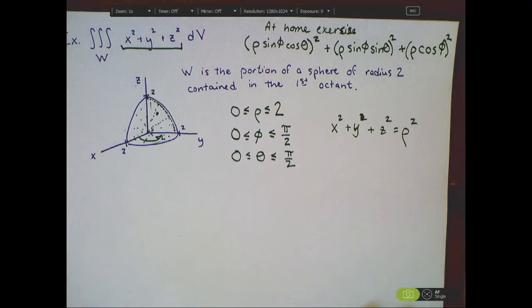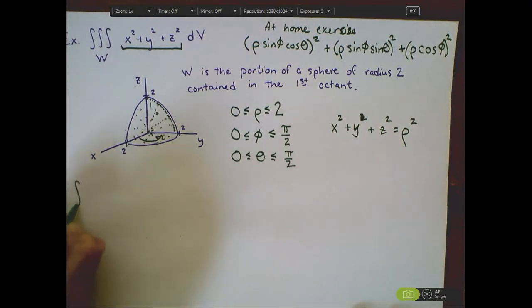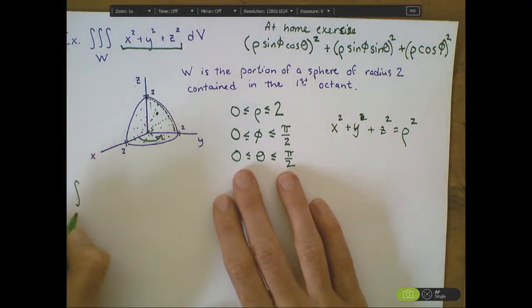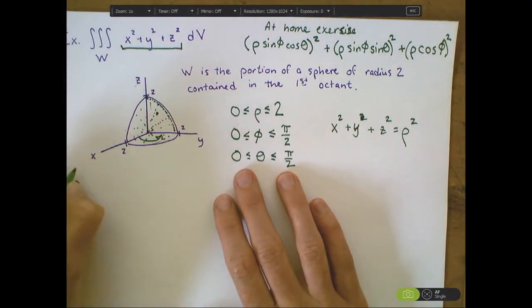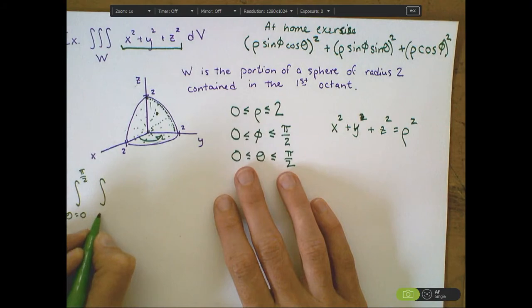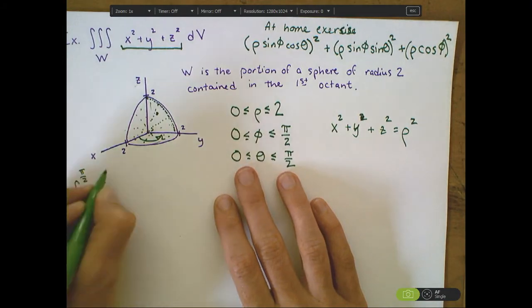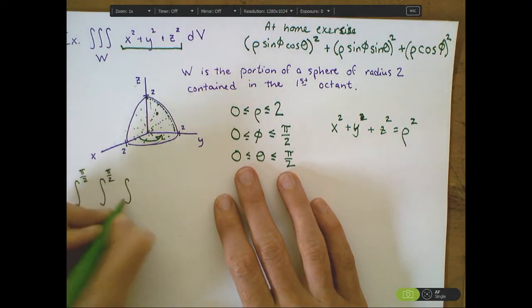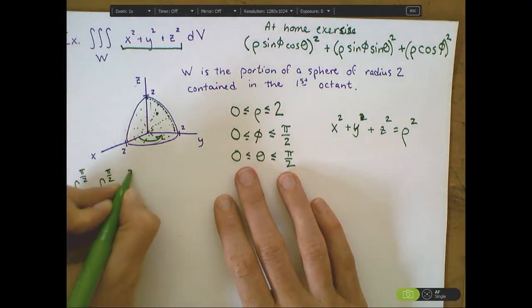So that means that the setup of our integration is easy. We have our bounds. I'm going to do it in the conventional order as theta goes from 0 to pi over 2. But by Fubini's theorem, I really can do this in any order that I want. Phi equals 0 to pi over 2, and then my rho goes from 0 to 2.